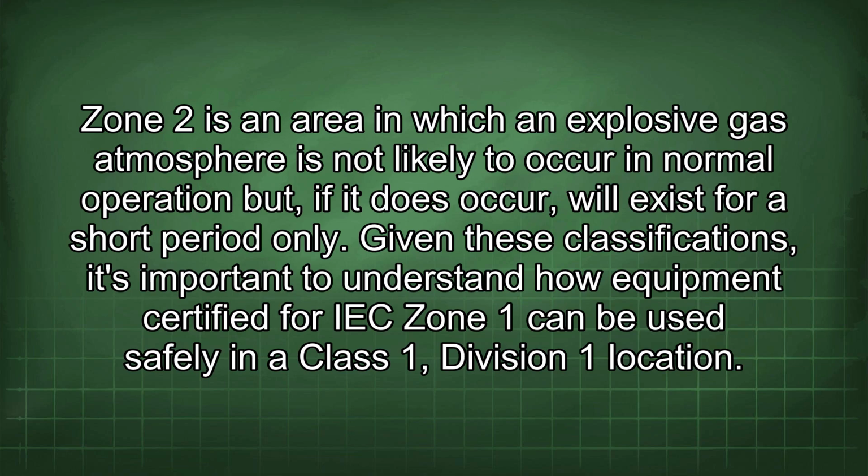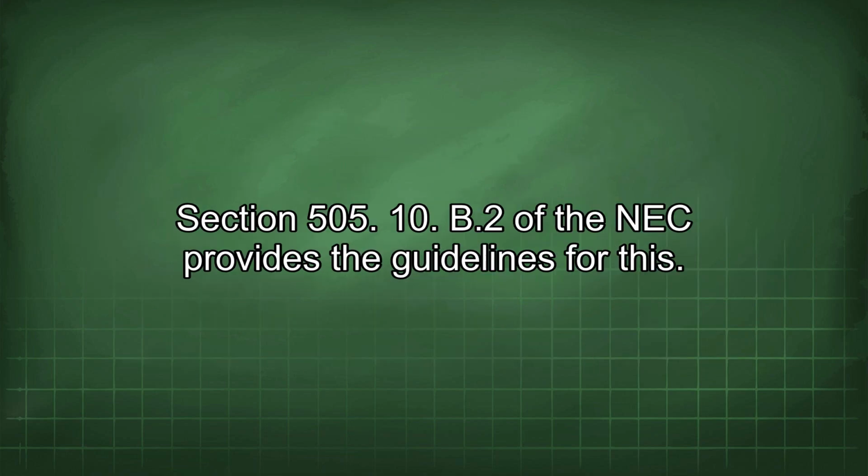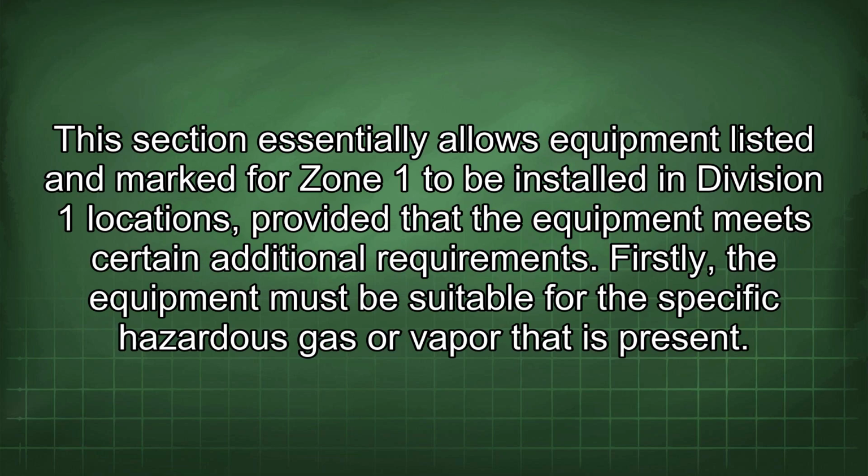Given these classifications, it's important to understand how equipment certified for IEC Zone 1 can be used safely in a Class 1, Division 1 location. Section 505.10(B)(2) of the NEC provides the guidelines for this. This section essentially allows equipment listed and marked for Zone 1 to be installed in Division 1 locations, provided that the equipment meets certain additional requirements.